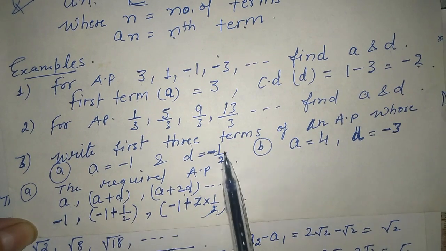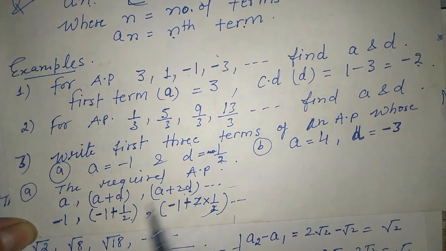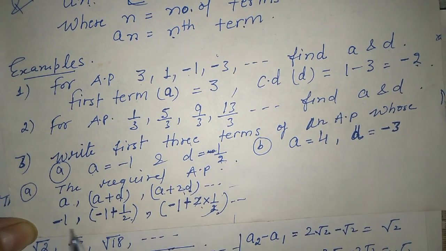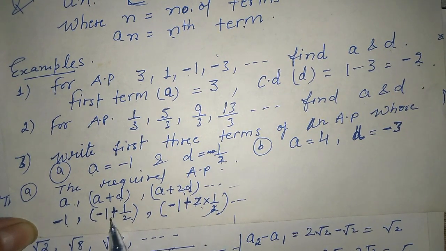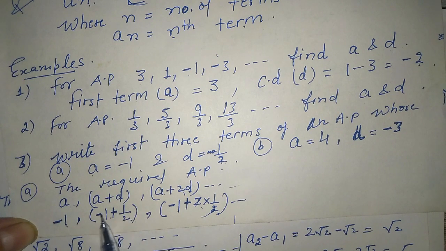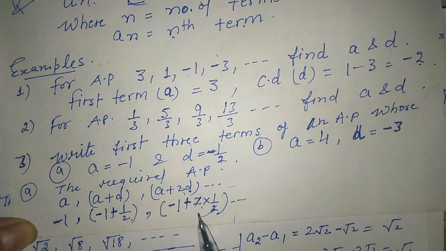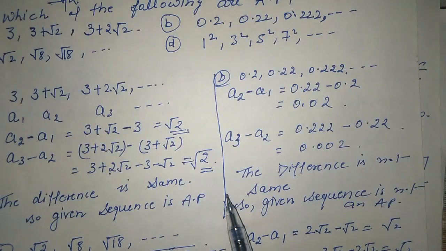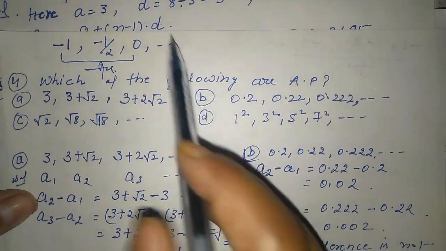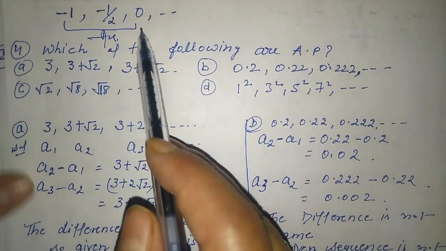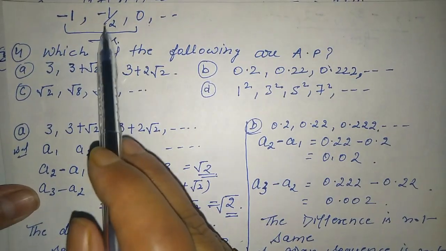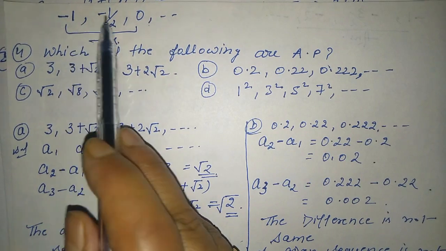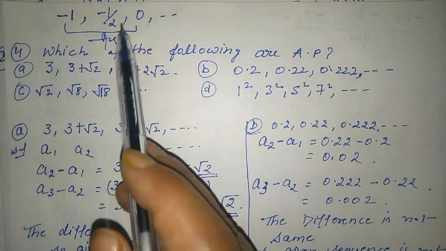D we are having 1 upon 2. So third term: A is minus 1, plus 2 into 1 upon 2. So minus 1 plus 1 upon 2. We will take here LCM and then solve. Here also 2 can be cancelled out. So minus 1 plus 1, this becomes 0. Third term becomes here 0. And this is the second term. By taking the LCM on solution, we'll get this. So these are the 3 terms: minus 1, 1 upon 2 and 0.